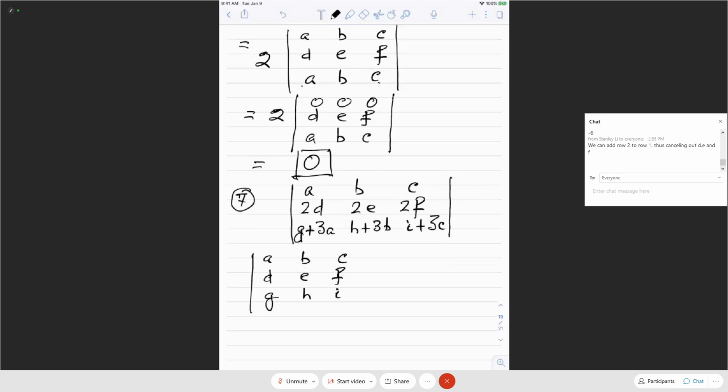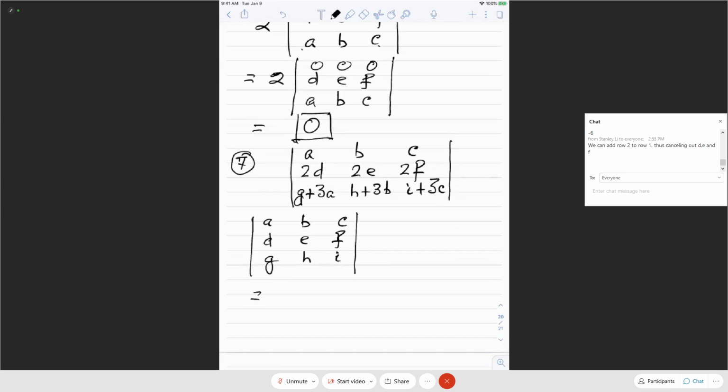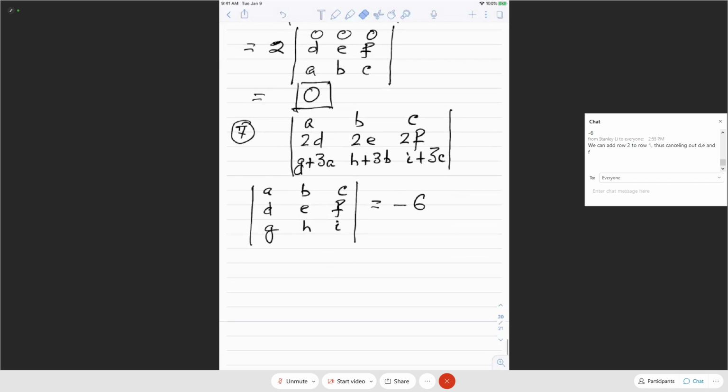So that is equal to minus 6. Then this is equal to 2 times... so 2D, 2E, 2F, G, H, I is minus 12.